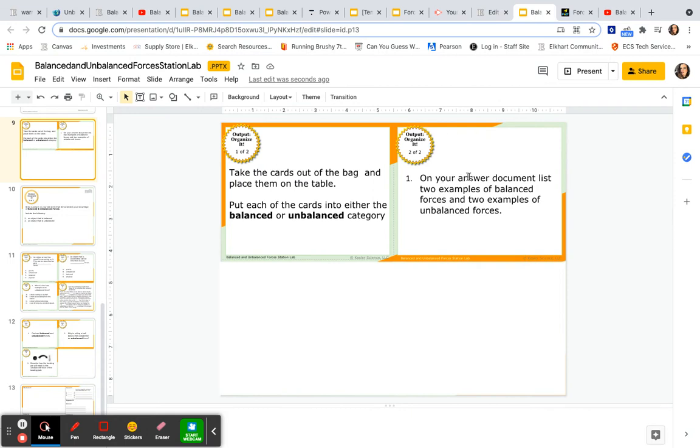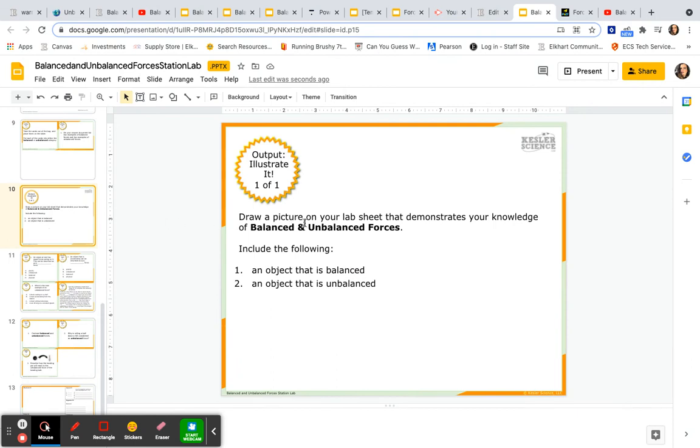Answer this question on the document list. List 2 examples of a balanced force and 2 examples of an unbalanced force. You can do this in a text box instead right here. Draw a picture on your lab sheet that demonstrates your knowledge of balanced and unbalanced forces. So draw an object that is balanced and then draw an object that is unbalanced. Take a picture and insert the picture here on the right.